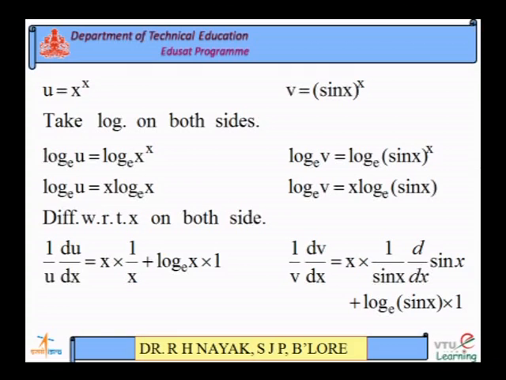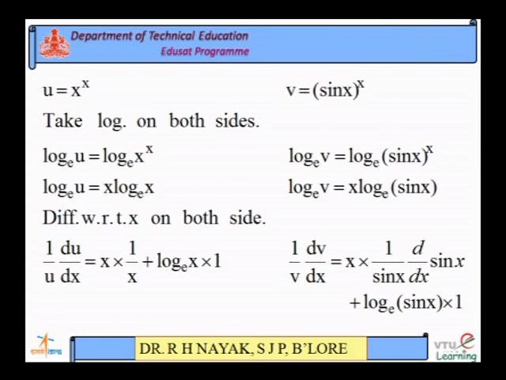Take log u equal to log of x to the power of x. Then x to the power of x, it will become what? By the laws of logarithm, log u will become x into log x. Then you differentiate this. So, differentiation of this is what? Differentiation of log u is 1 by u into d by dx of u.